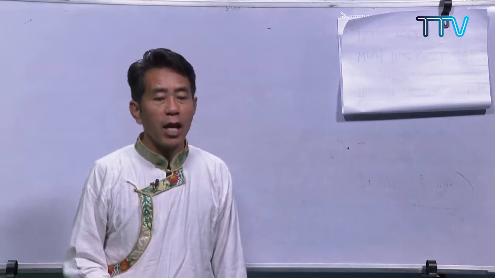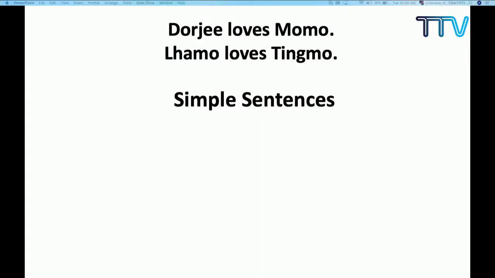Okay, yes. Now, if you look at this, these are simple sentences, as Getenchola has already mentioned. Why is this a simple sentence? Because this is an independent clause, there is one subject, and sometimes in a simple sentence there are compound verbs, and also compound subjects, like this. So these are simple sentences. Lower class students write sentences like this. Simple: Doji loves Momo, Hamo loves Tingmo.